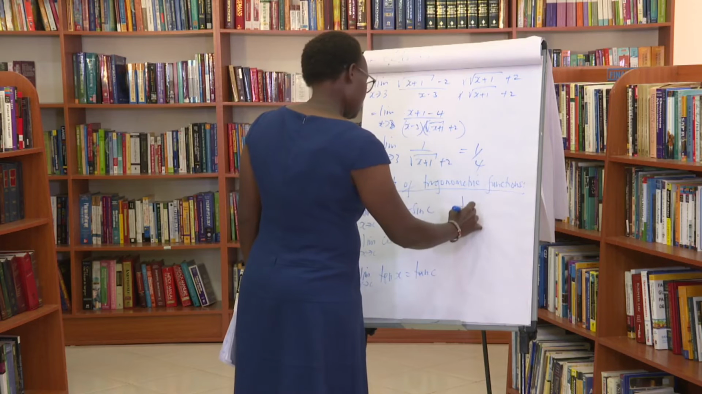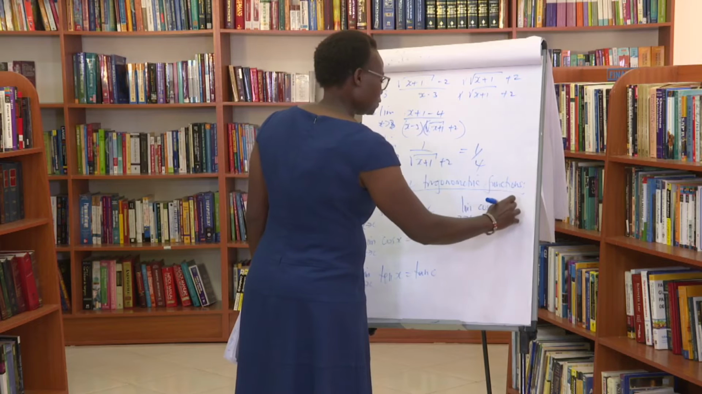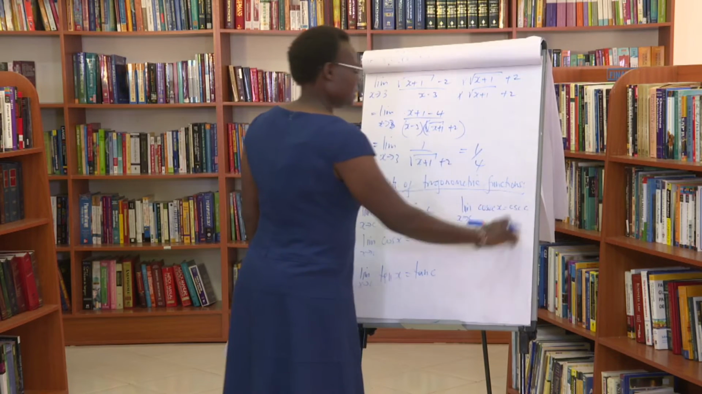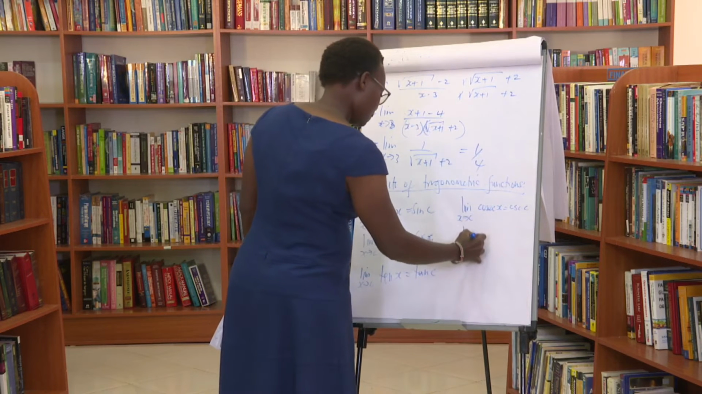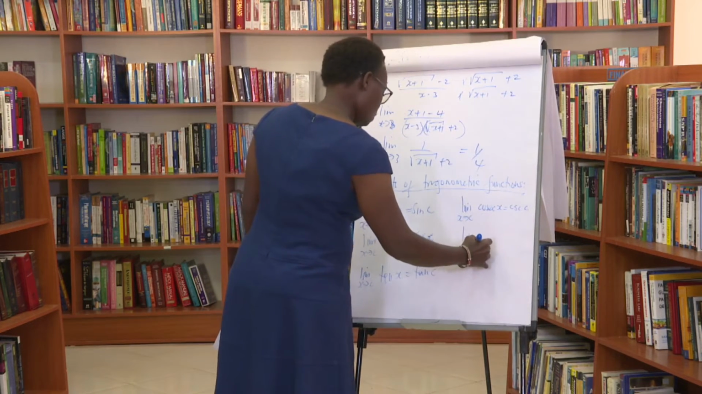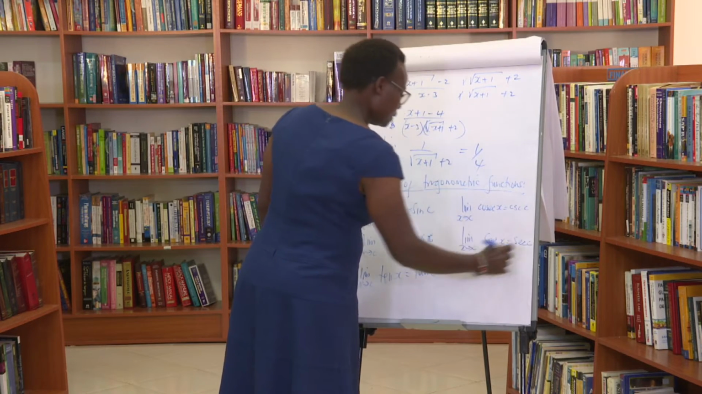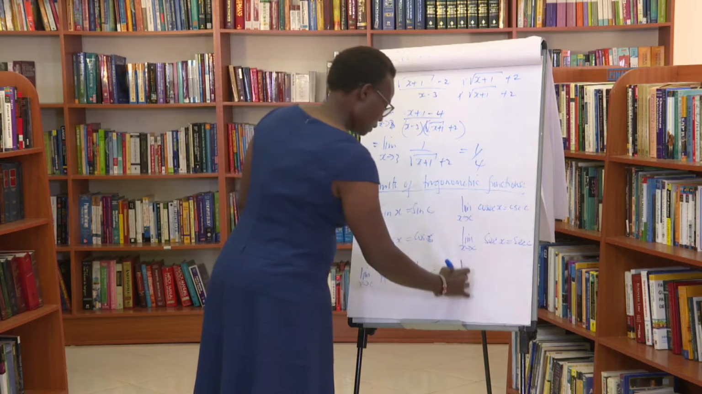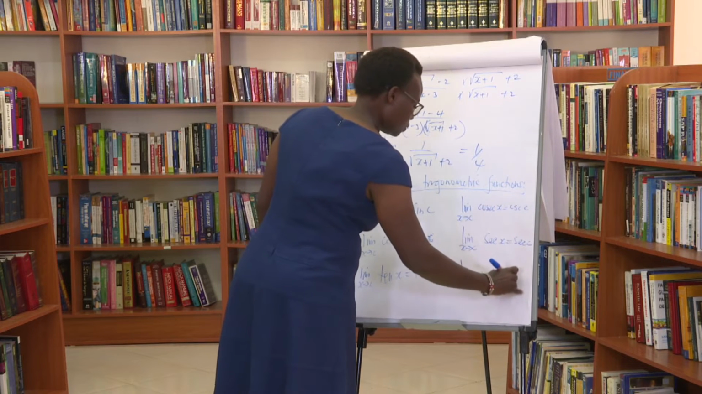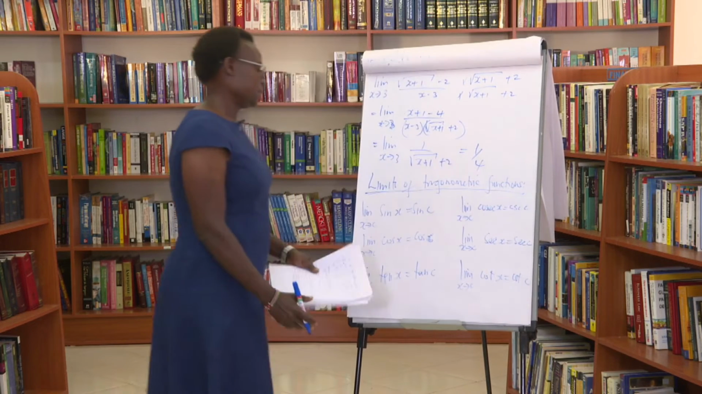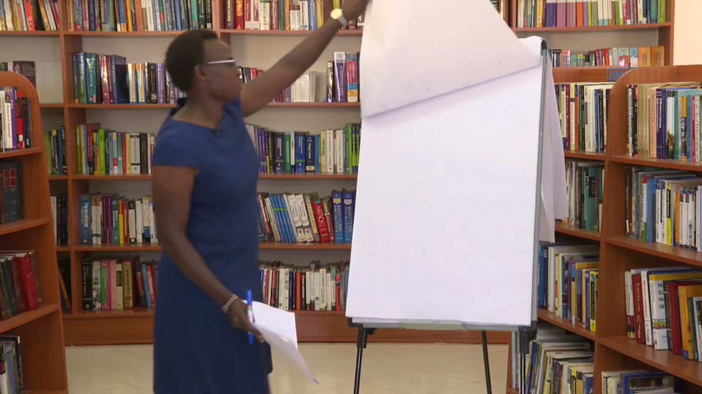So the limit as x tends towards c of cosec x is cosec c, where cosec is basically short for cosecant. And the limit as x tends towards c of sec x is sec c. And the last one, the limit as x tends towards c of cot x is cot c. So those are limits of trigonometric functions. We can do a few examples on that.